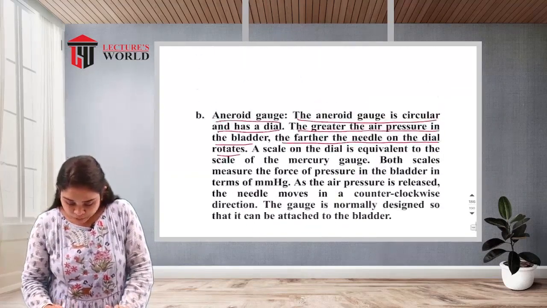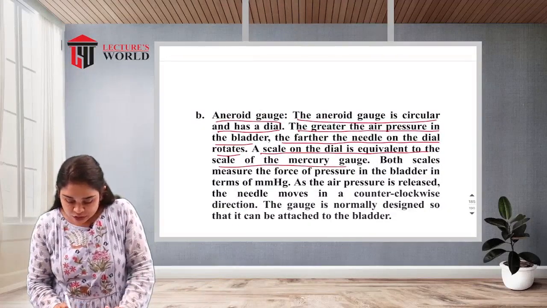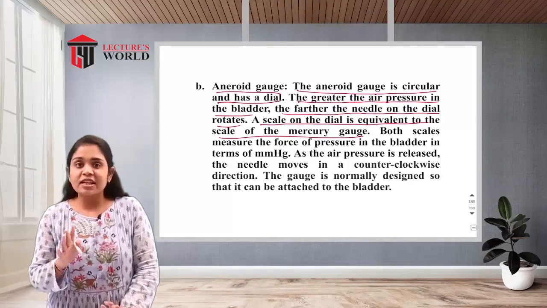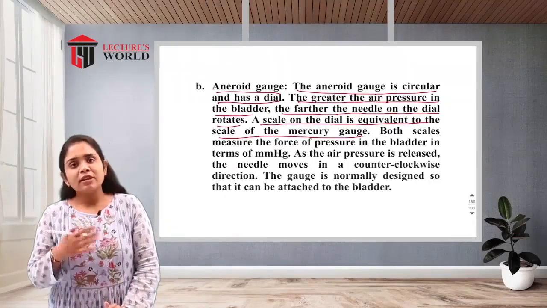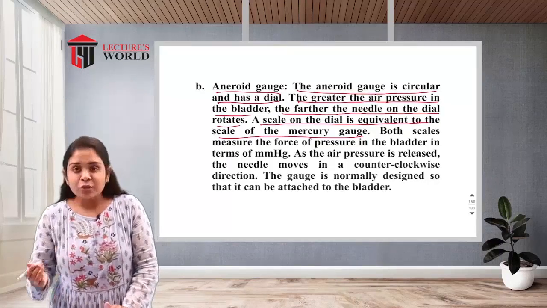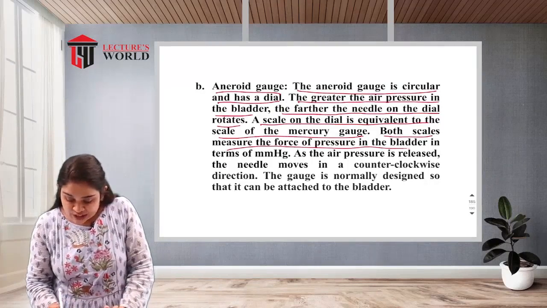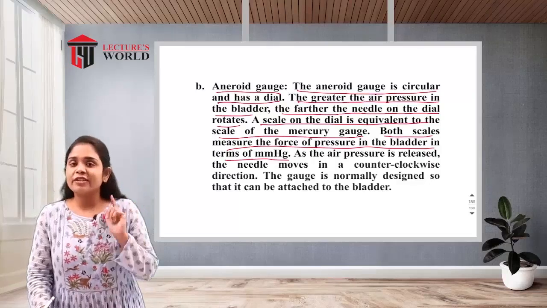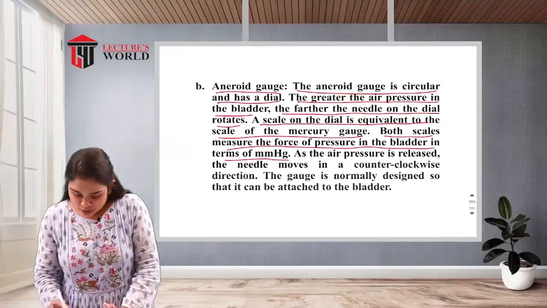Okay, so the scale on the dial is equivalent to the scale of the mercury gauge. So we can say the results of both are equivalent. If you are checking with this equipment, it will give the same result as the sphygmomanometer with the mercury one. Both scales measure the force of the pressure in the bladder in terms of mm of Hg. So that is the pressure we are going to measure, in the unit of mm of Hg.